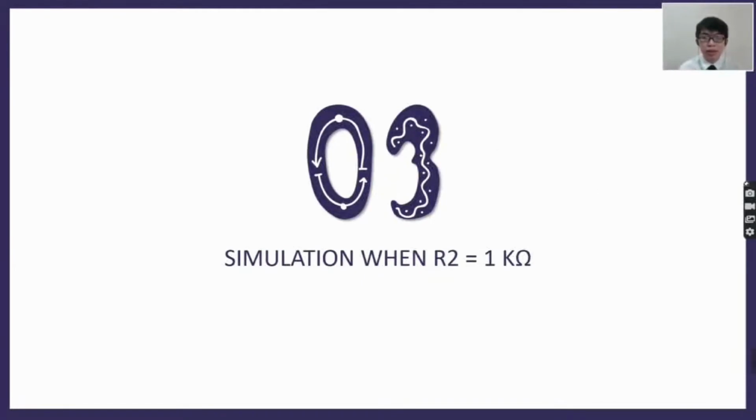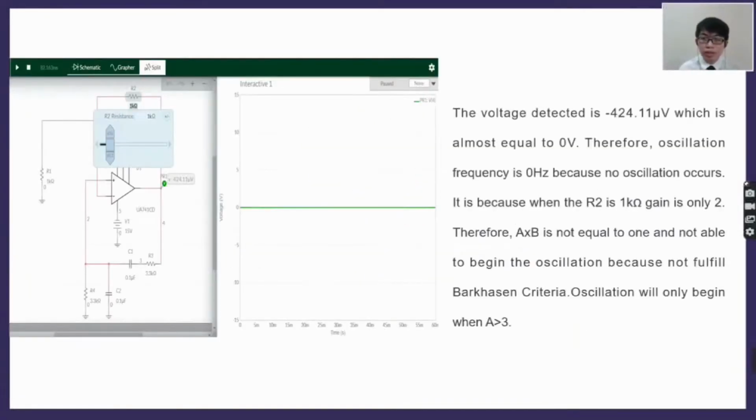For the simulation when R2 equals 1 kilo ohm, we get the result as in the figure at the left hand side. The voltage detected is negative 424.11 millivolts, which is almost equal to 0. Therefore, the oscillation frequency is 0 because no oscillation will occur. It is because when R2 equals 1 kilo ohm, the gain is equal to 2. Therefore, A times beta is not equal to 1 and it is not able to begin the oscillation because it does not fulfill the Barkhausen criteria. The oscillation will only begin when A is greater than 3.